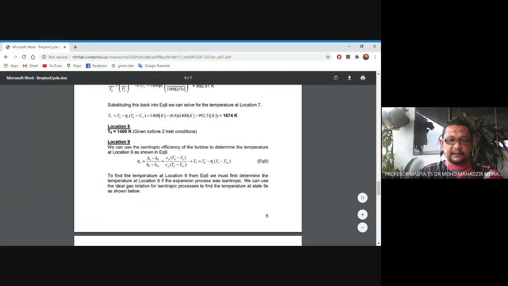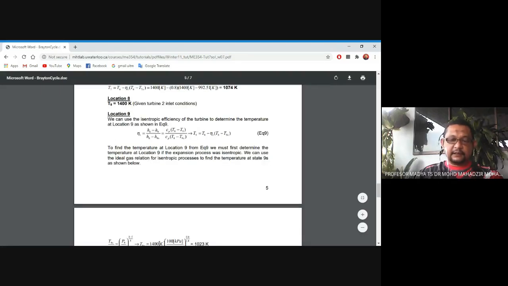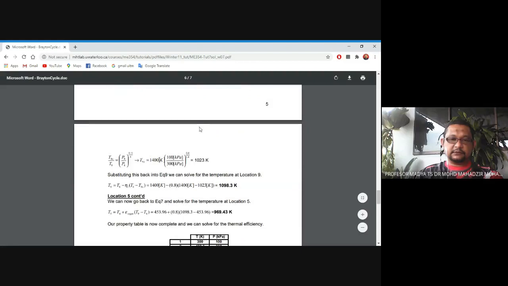Okay, temperature number 8 has been given in the question. Similar to the above explanations, you can get T9 as we discussed earlier. The process is the same, and then you will get the answer for T9.